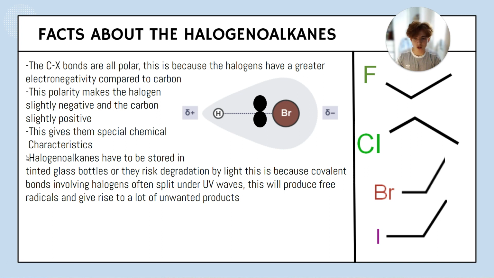A little fact, I suppose. These halogenoalkanes, all of these, have to be stored in tinted glass bottles, or they risk degradation by light. This is because covalent bonds involving halogens often split under ultraviolet waves, which will produce free radicals and give rise to a lot of unwanted products.